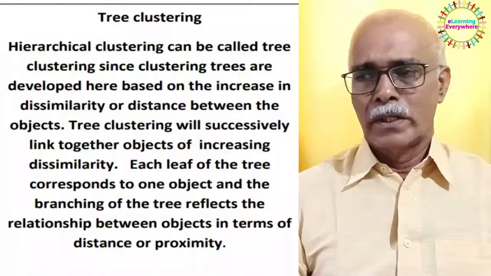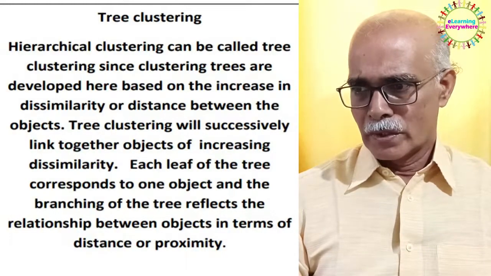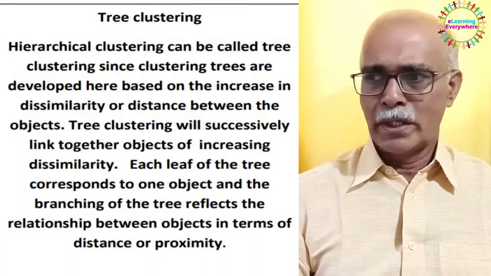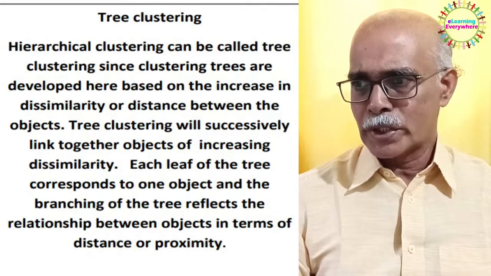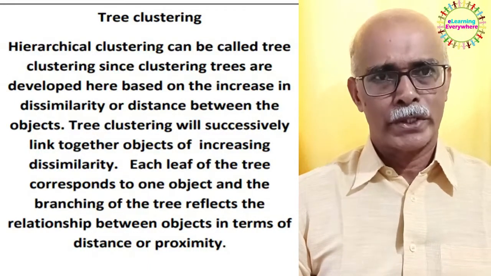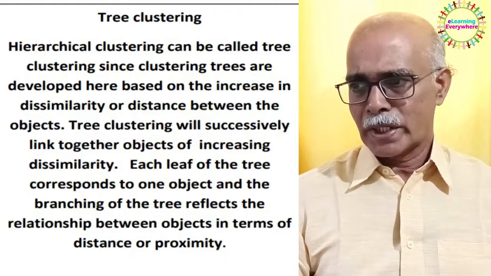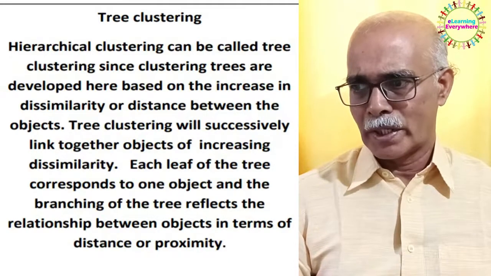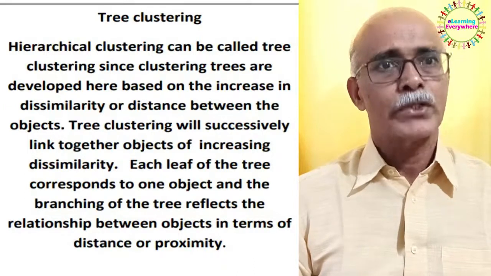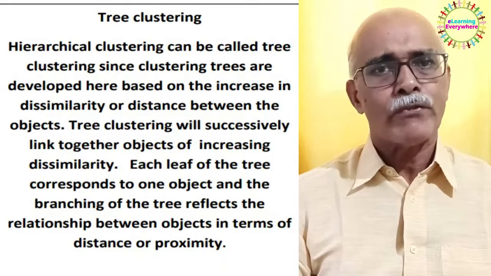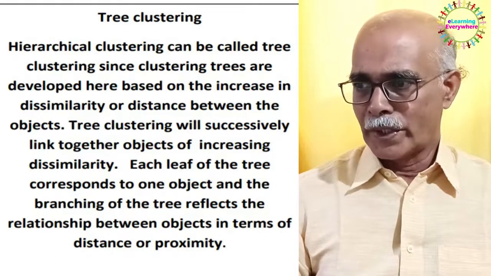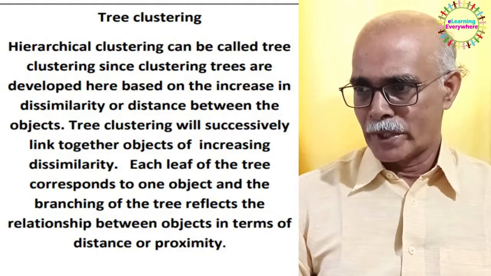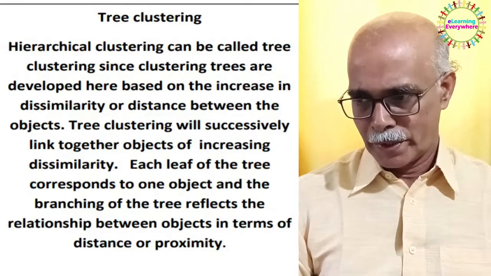Hierarchical cluster can also be called tree clustering. It is called tree clustering because by clustering, trees are developed based on the increase in dissimilarity or distance between the objects in this case. Tree clustering will successively link together objects of increasing dissimilarity. Each leaf of the tree corresponds to one object. The branching of the tree reflects the relationship between objects in terms of distance or proximity.